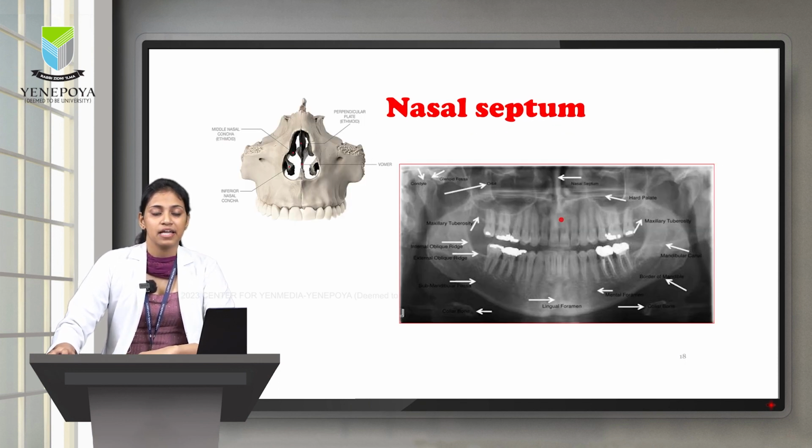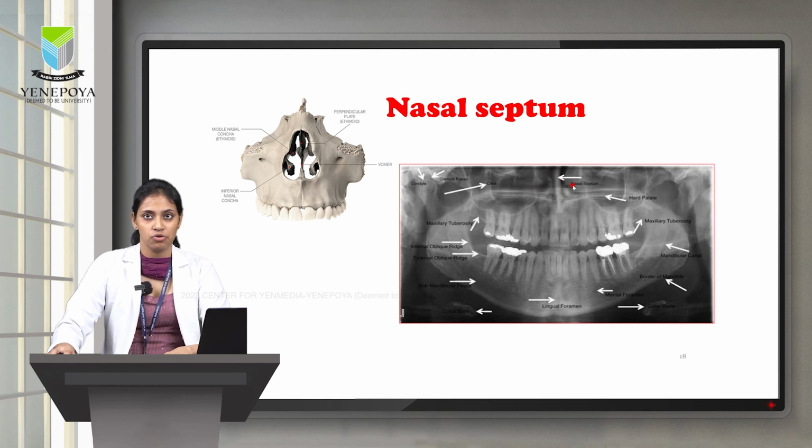Nasal septum. It is a median osseocartilaginous partition which divides the nasal cavity into right and left halves. On a panoramic radiograph, it appears as a vertical radio-opaque partition that divides the nasal cavity into right and left halves. This represents the nasal septum.